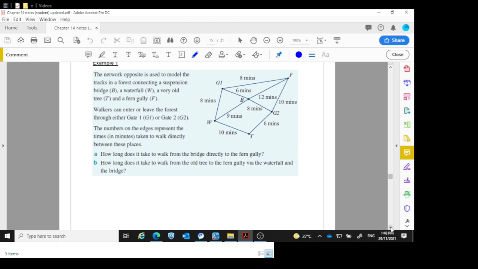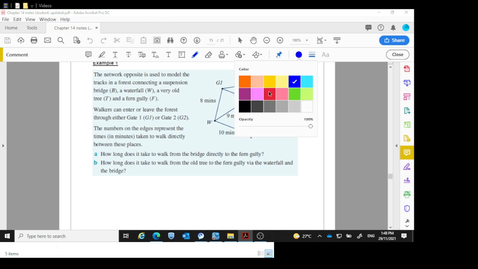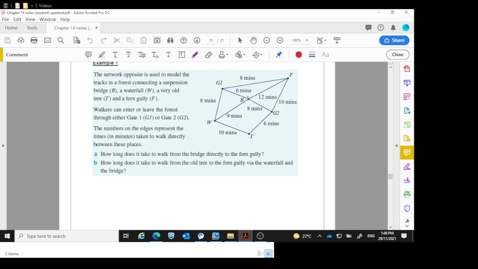Part A, how long does it take to walk from the bridge directly to the fern? Well, there's the bridge, and the fern is there, so we can walk directly there. It's going to take 12 minutes.